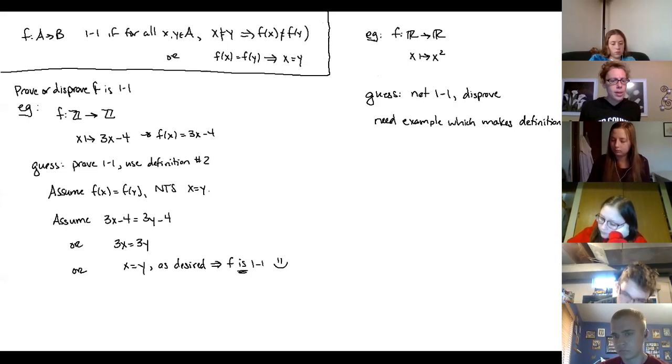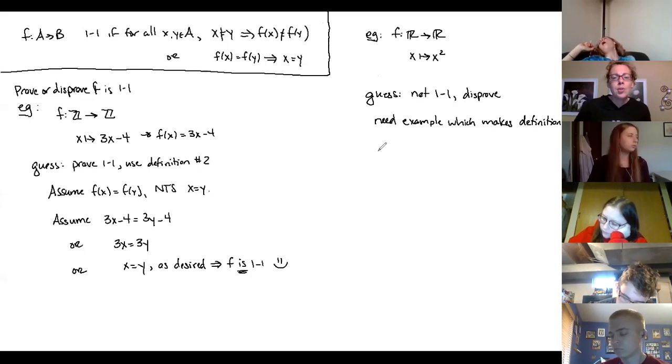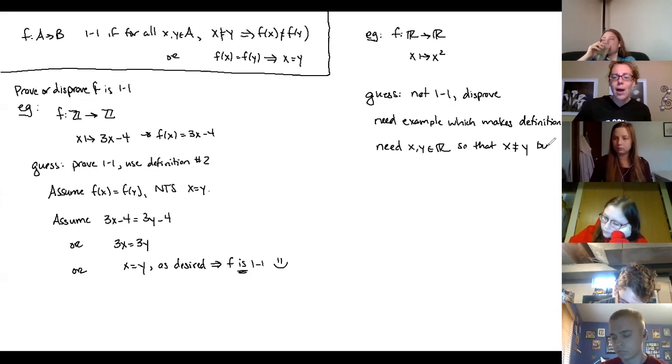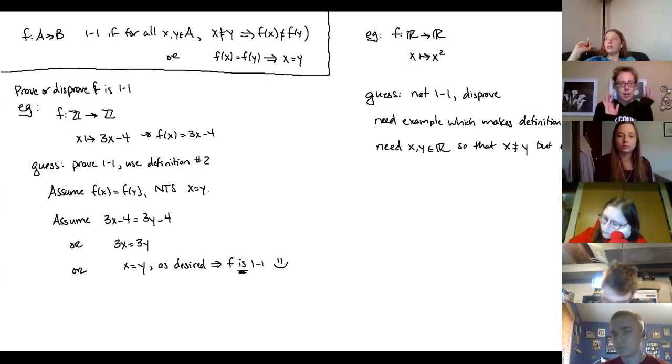Usually, not always, but usually, it's easier to use definition number 2 for a proof and definition number 1 for a disproof. So in other words, I need x and y living in the real numbers so that x is not equal to y, but f of x is equal to f of y, right? That's going to make definition number 1 false. Hypothesis true, conclusion false.